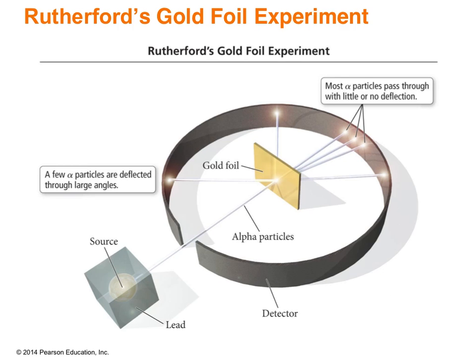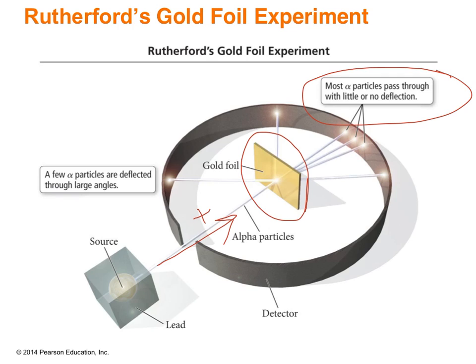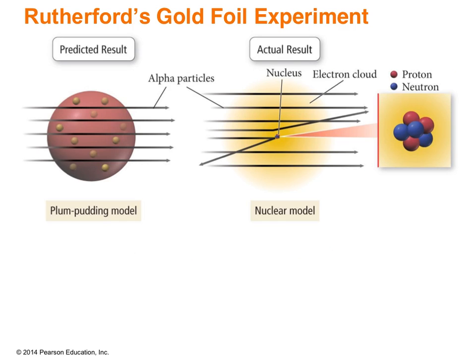Rutherford took a thin foil of gold and scattered alpha rays on it. Alpha rays are positively charged particles. When he did that, what he found was that most particles just pass through the foil, and very few of them deflected at large angles. So what does that tell us about the model of the atom, or about the interior of the atom? Think about it.